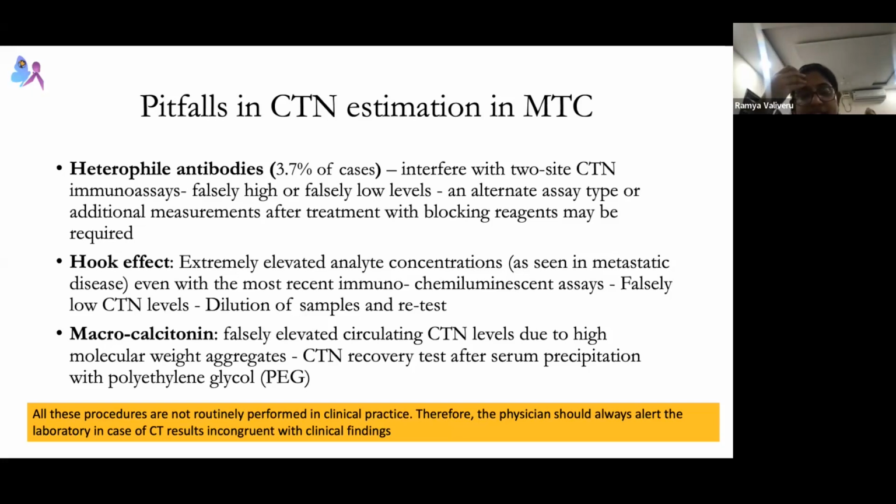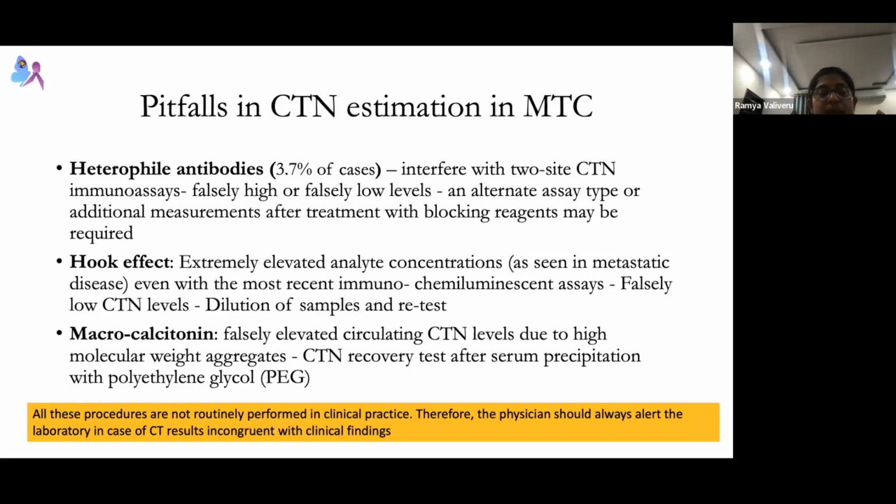And hook effect is extremely elevated analyte concentrations. That means if the calcitonin is too high, like we often see, more than 20,000, more than 30,000, in such extreme values, if we don't do the testing in dilutions, these molecules tend to aggregate together, and then it can falsely give low calcitonin values. This is seen with prolactin also. This is seen with many protein assays, many protein analytes.